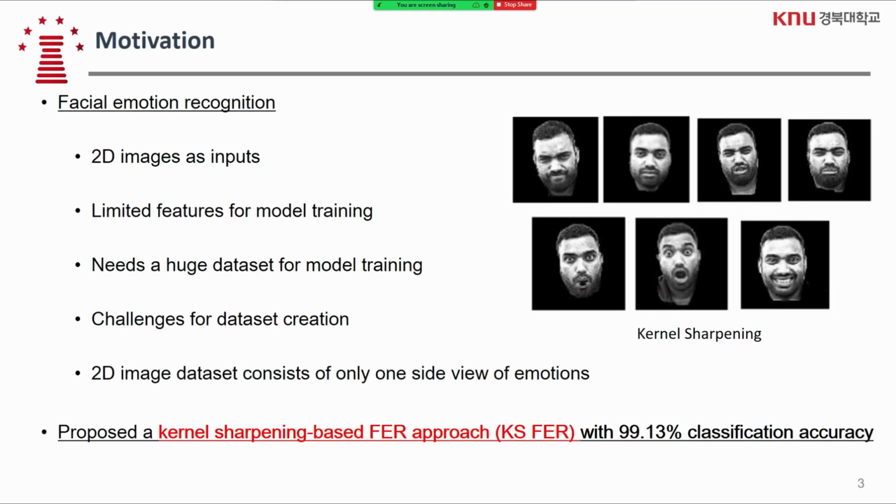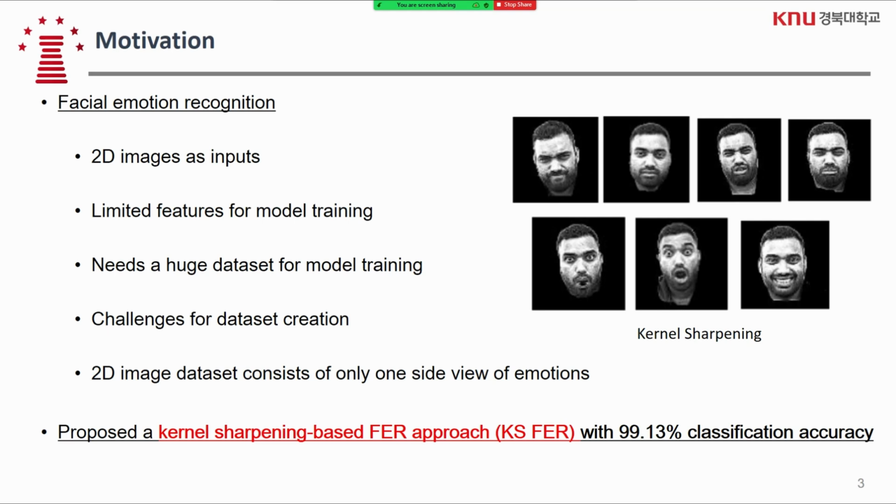So when we start with facial emotion recognition, most of the systems use 2D images as input, like raw images from a camera, and the system trains the model using those images and classifies the user emotions. When we consider that type of system, the major problems with the conventional approaches are limited features for model training and the need for a huge dataset. Most of the systems use the FER 2013 dataset or CK plus dataset for training the model, and they test with their own data, or test the system with a webcam.